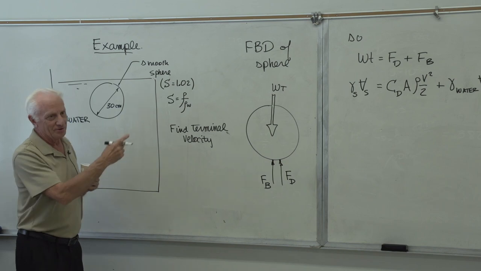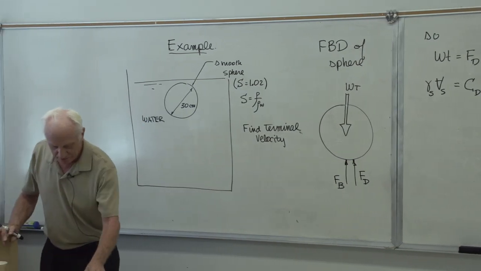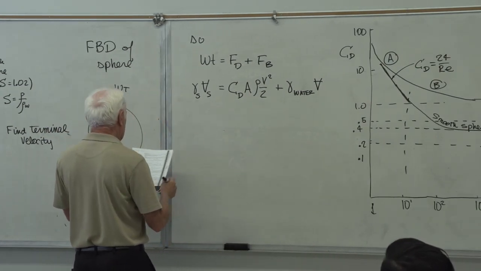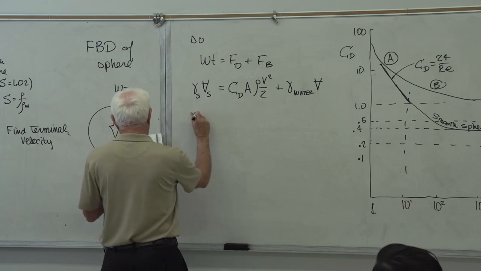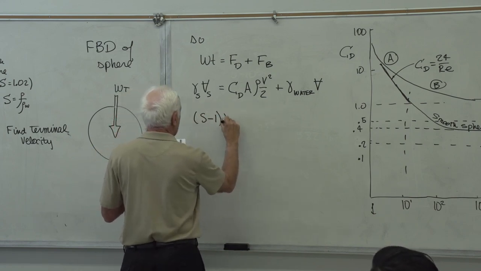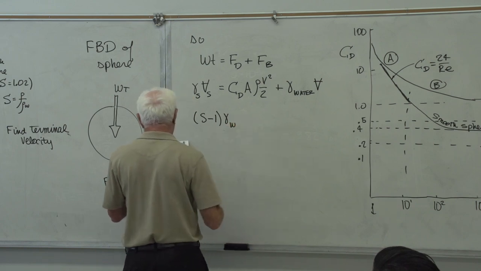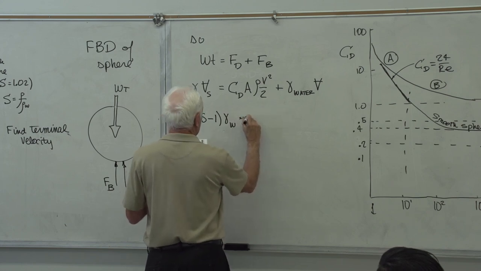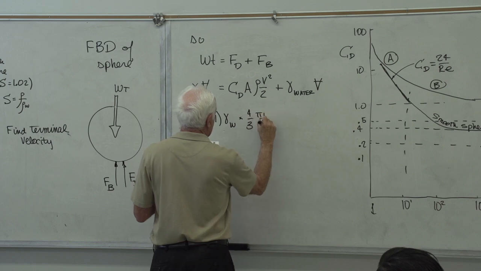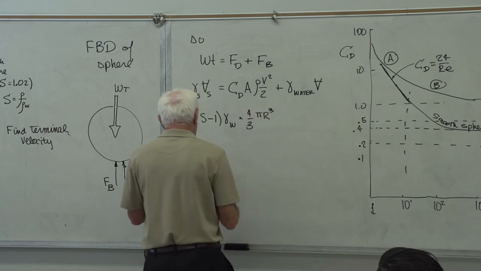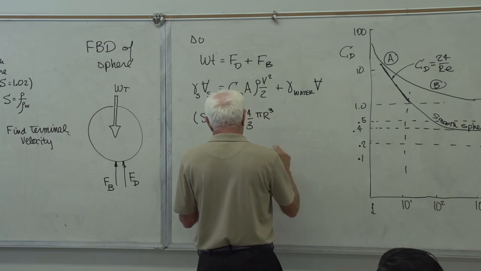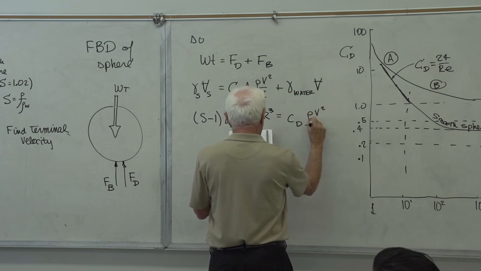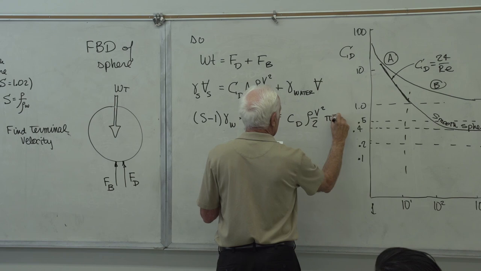What am I solving for? Well, of course, V, that's the object. So now it becomes pretty straightforward. We know what all these guys are. This comes out to be S minus 1 gamma of water times the volume, 4/3 pi r cubed. Okay, and that's equal to C sub D times rho V squared over 2 times pi r squared.